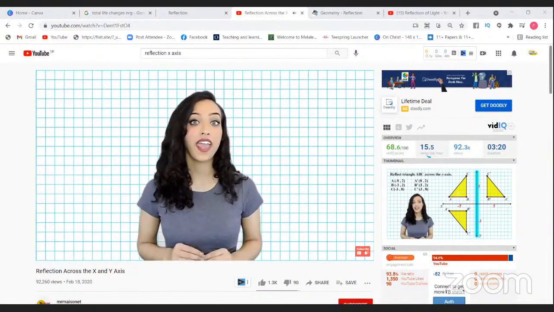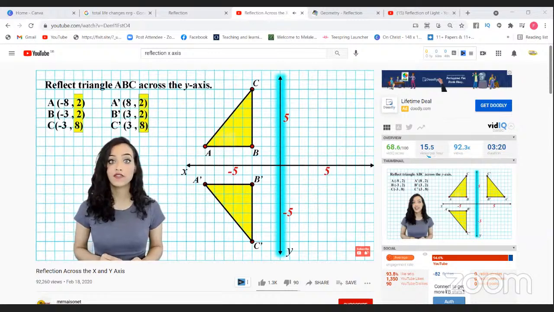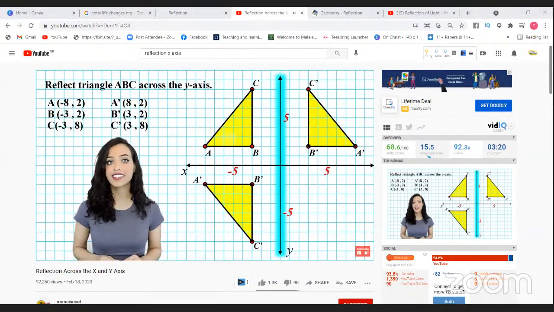Alright, let's reflect triangle ABC across the y-axis. A reflection across the y-axis requires making all y values the same and the x values opposite. So we're going to keep our y values the same and turn all of the x values, which are negative values, into positive values. Now that we have our new points, let's plot them. Point A is going to be reflected to +8, +2. Point B is going to be reflected to +3, +2. And point C will be reflected to +3, +8. Now we have the location of our new points, we can reflect our triangle across the y-axis.